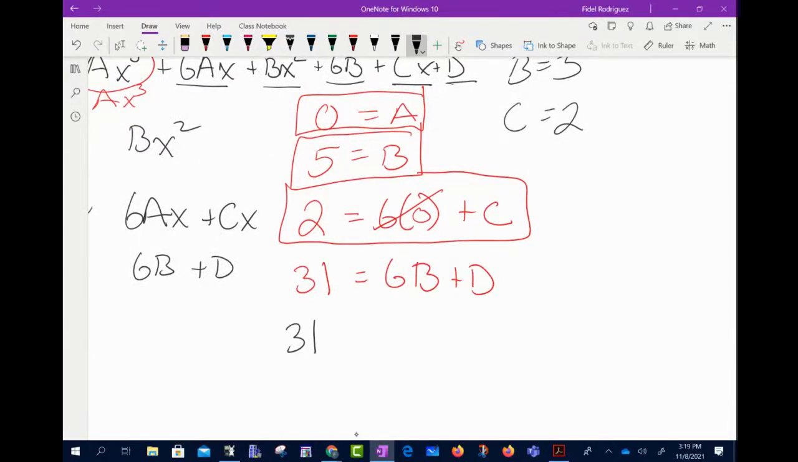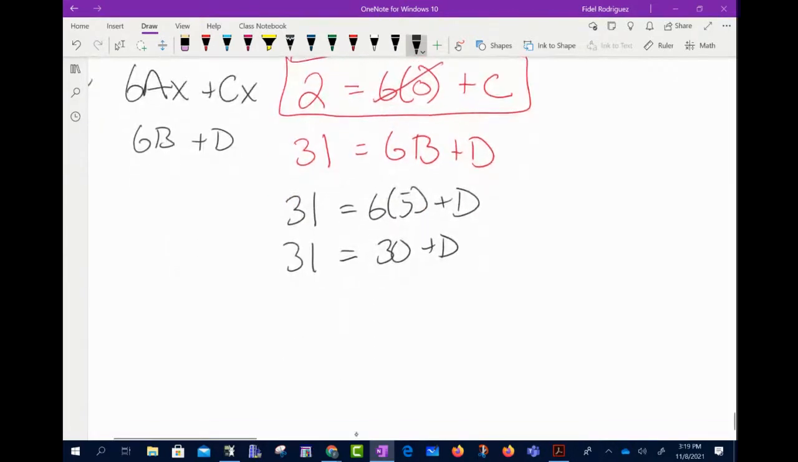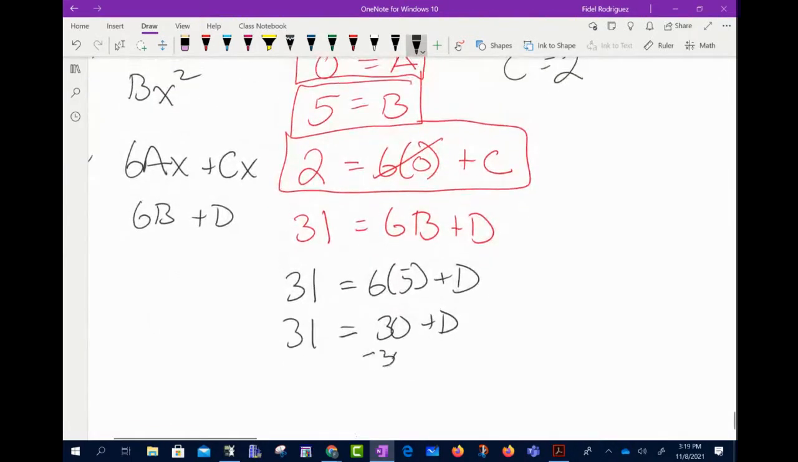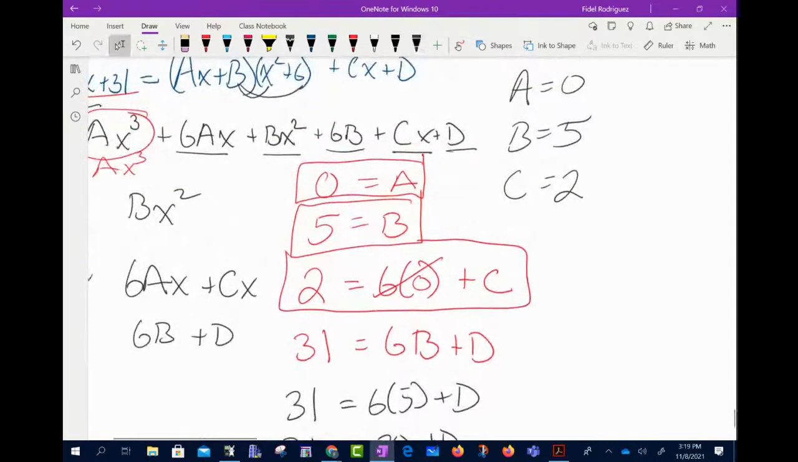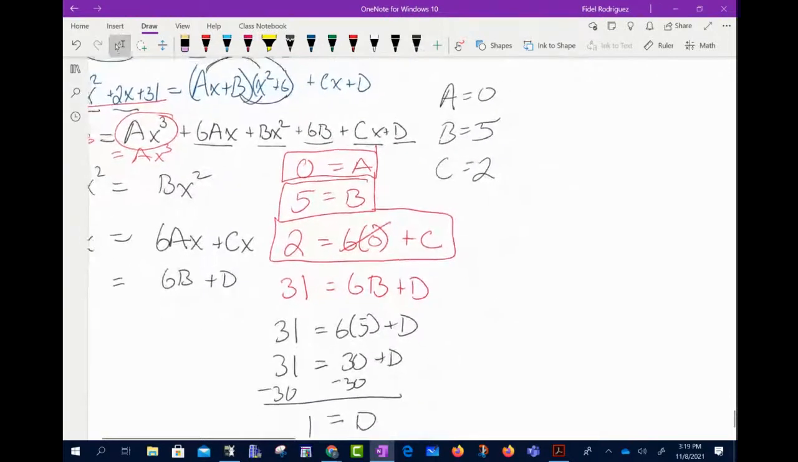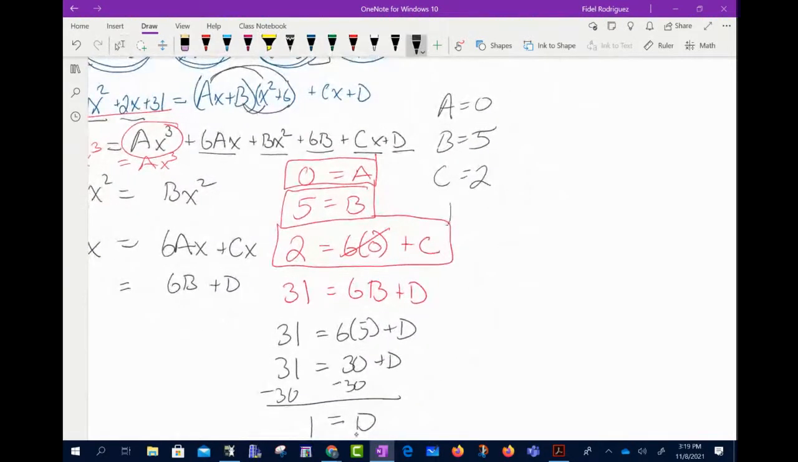So look, if 31 is equal to 6 times 5 plus d, 6 times 5 is 30. So d is equal to 1, right? Okay, so let me zoom out a little bit, just so we can see that. So d is equal to 1, okay?